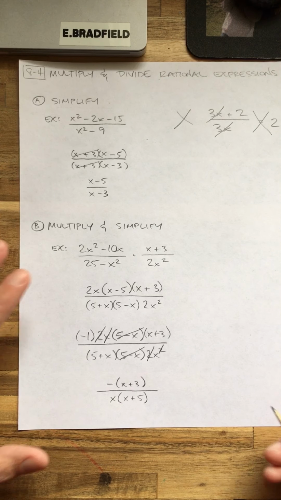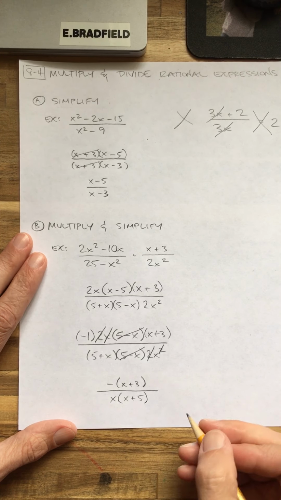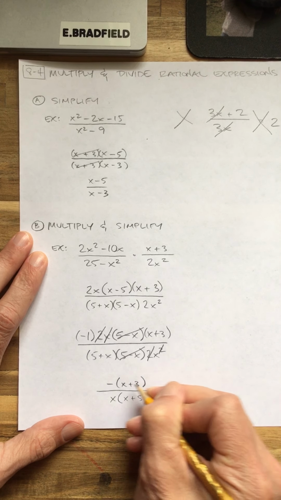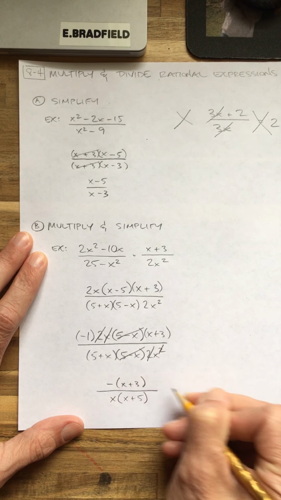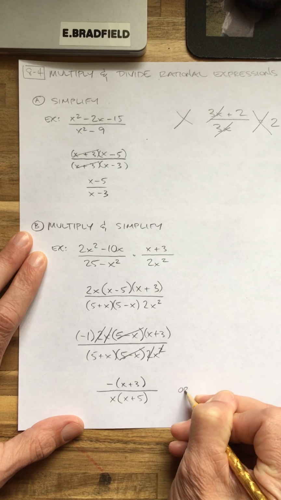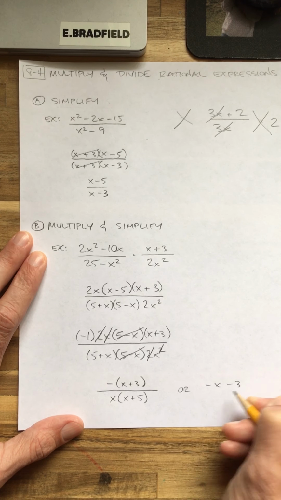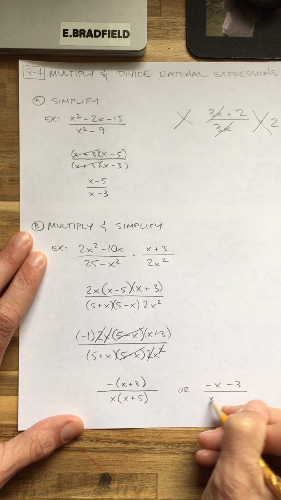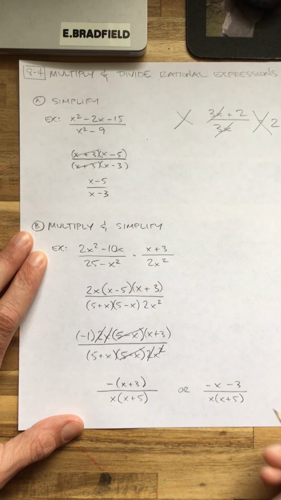So there is your final answer. You could also, if you really wanted to, since nothing else cancels, distribute that negative in here. So you get negative x minus 3 over x times x plus 5. I would always say just leave it like this.